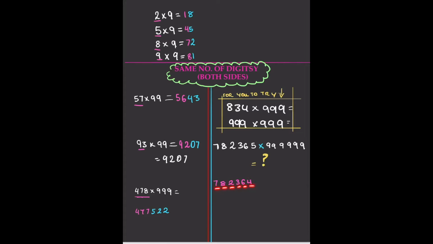give us 9. That will be 7 plus 2 is 9, 8 plus 1 is 9, 7 plus 2 is also 9, 6 plus 3 is 9, 3 plus 6 is 9, and 5 plus 4 is 9. So the answer is 782364217635. So that's the answer.